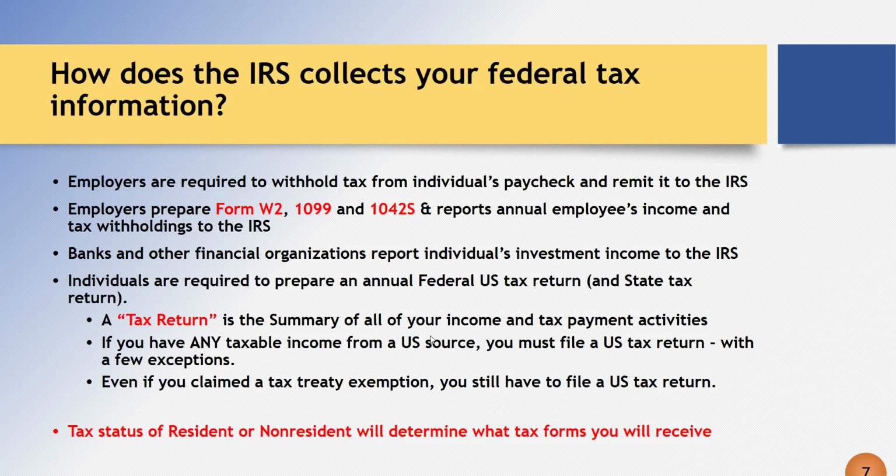So here in the US, we are required to prepare two returns. One is the federal US tax return and one is the state tax return, if you live in a state where we require withholding tax, like income taxes. Pretty much, a tax return is a summary of all of your income and tax payments throughout the year.